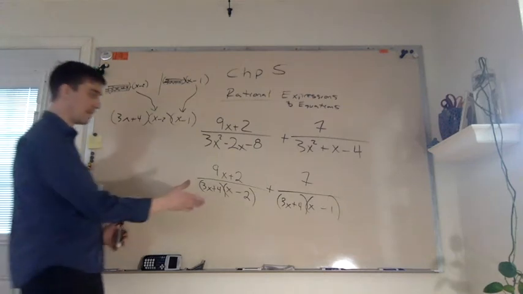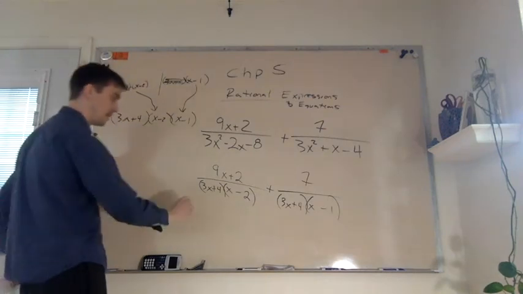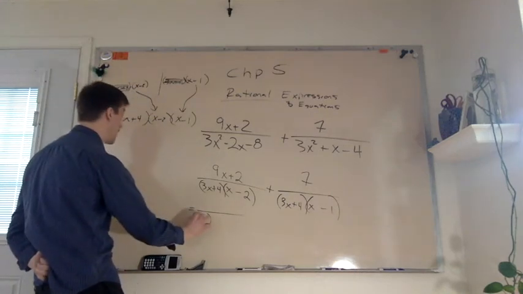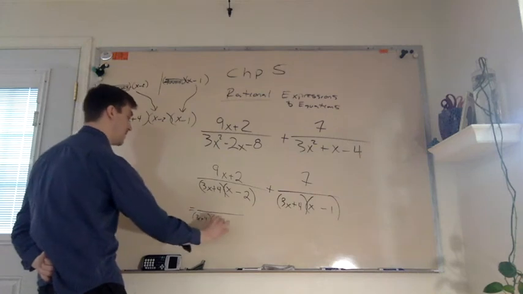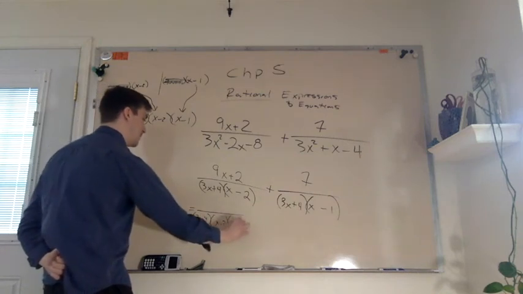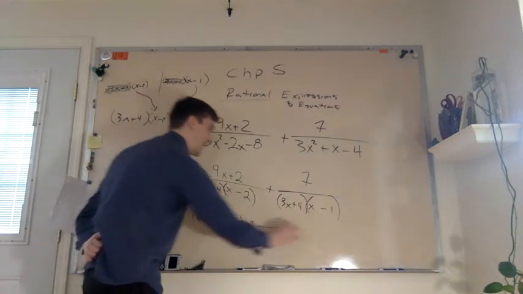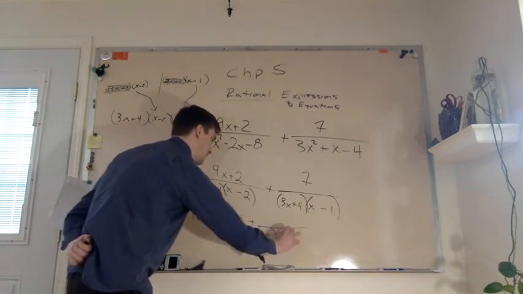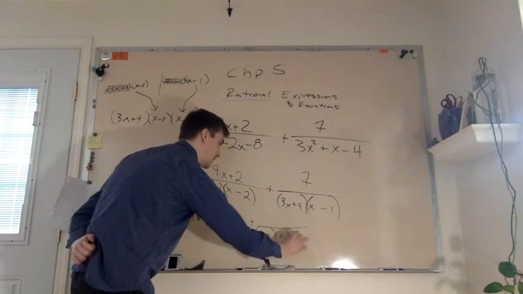So now do your setup work. Kind of running out of room here. But you know, you're going to get blank over 3x plus 4 times x minus 2 times x minus 1 plus blank over 3x plus 4 times x minus 2 times x minus 1.